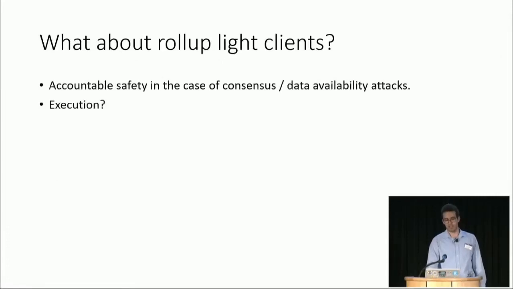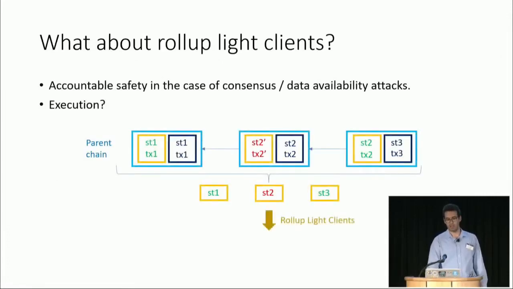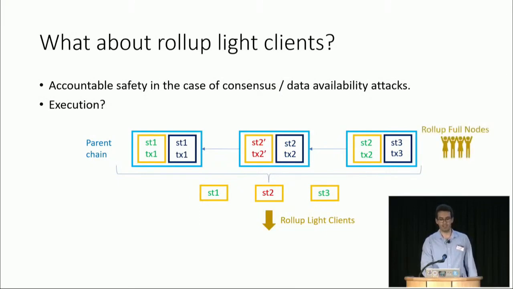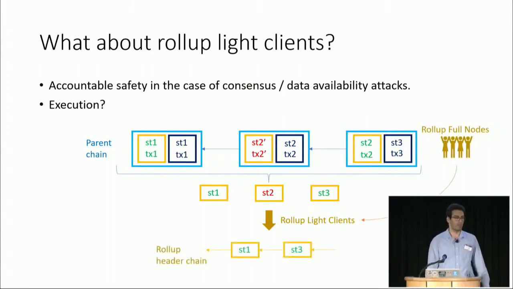And this is indeed what happens. The rollup light clients only download the headers of the rollup blocks that contain a state commitment, and they validate the rollup blocks through the help of some fraud proofs or validity proofs created by the rollup full nodes to extract the correct rollup header chain.